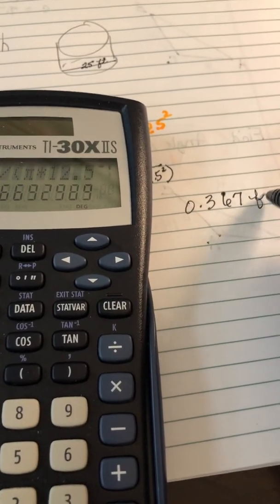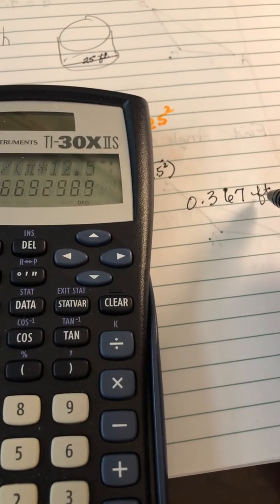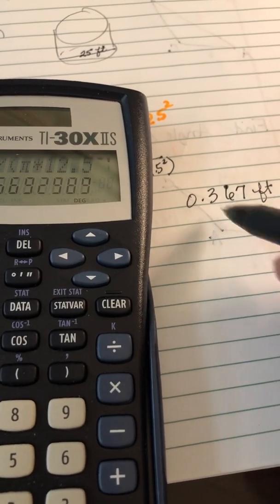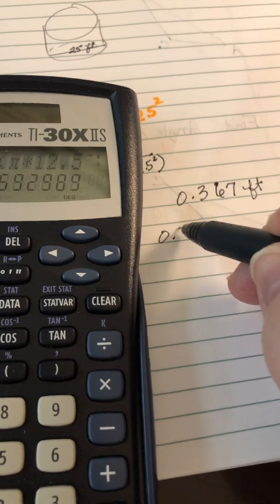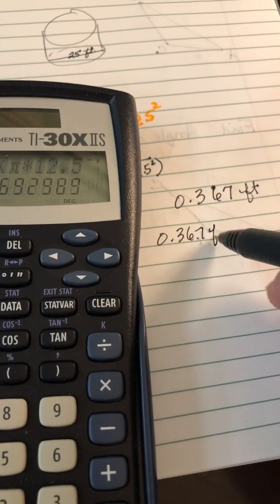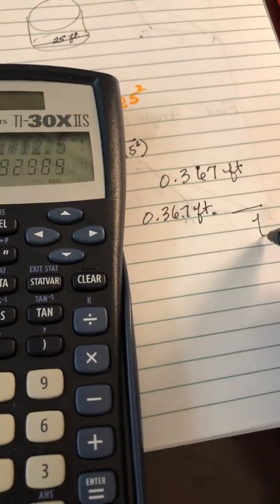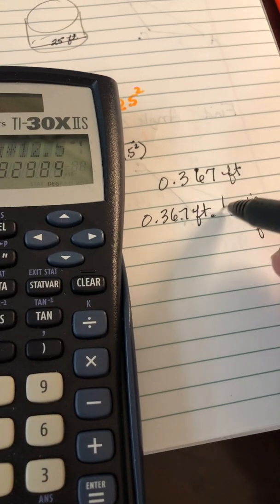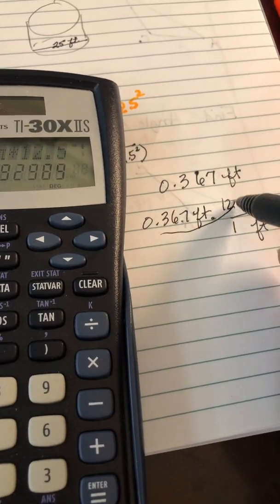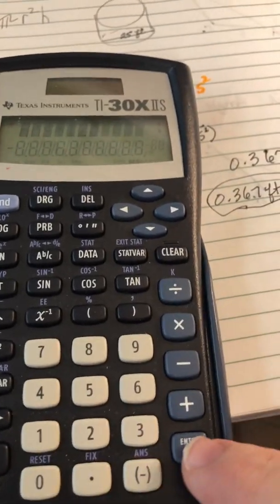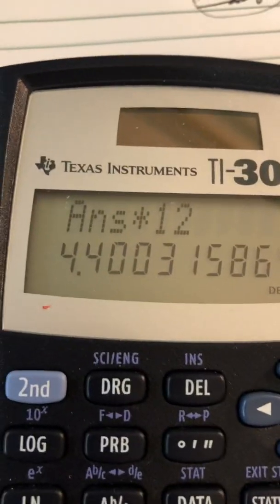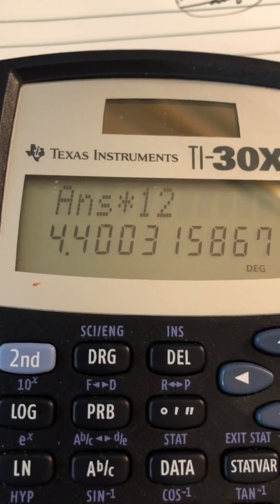Now, if they said how many inches deep is it, we're going to need to change this because this is actually in feet because the whole problem was in feet. So if I want to know how many inches that is, since there's 12 inches in a foot, I would say, okay, here we have feet. And so if you have 12 over 1, that means you're going to multiply this times 12 if they asked for inches. And so it comes out to 4.4 inches deep.